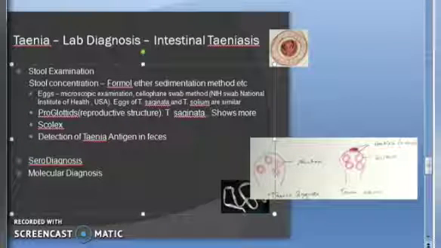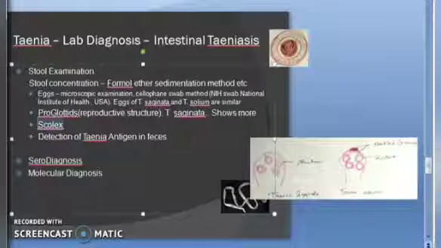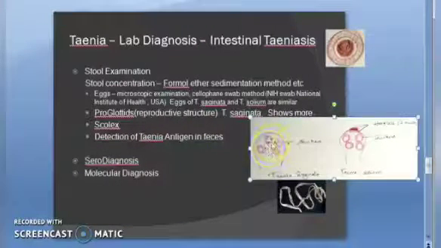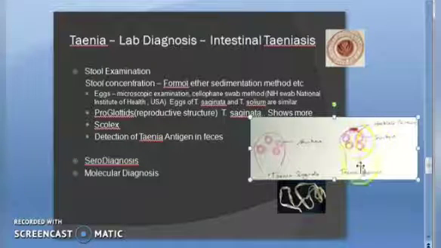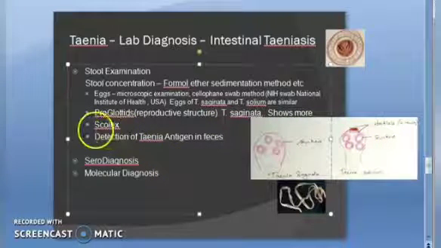Then moving on to scolex. Tinea saginata does not have those hooklets or rostellum. Here you have the rostellum with two rows of hooklets. So basically tinea solium is armed, correct?